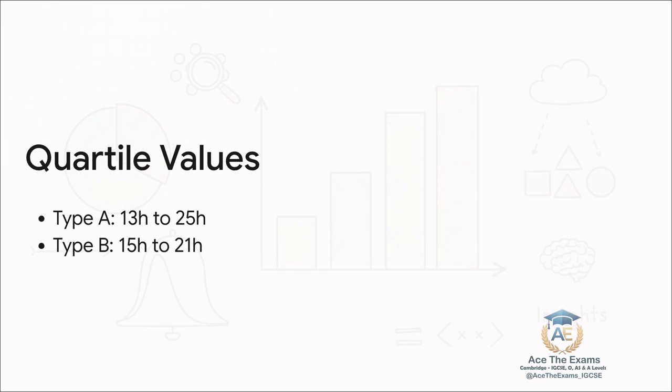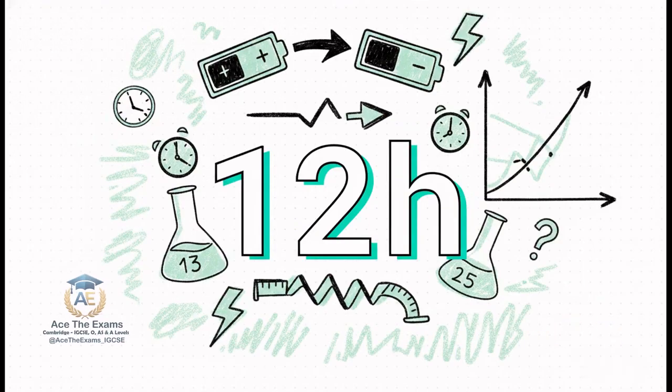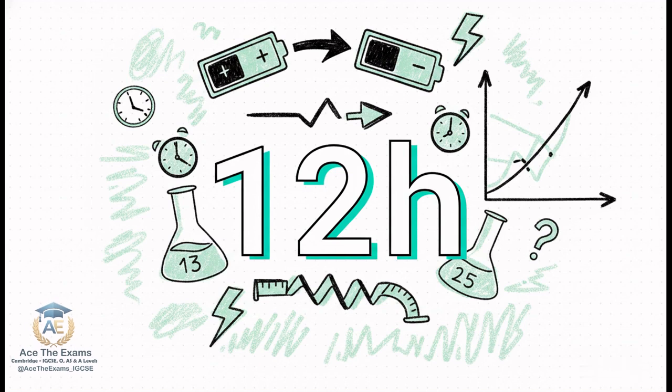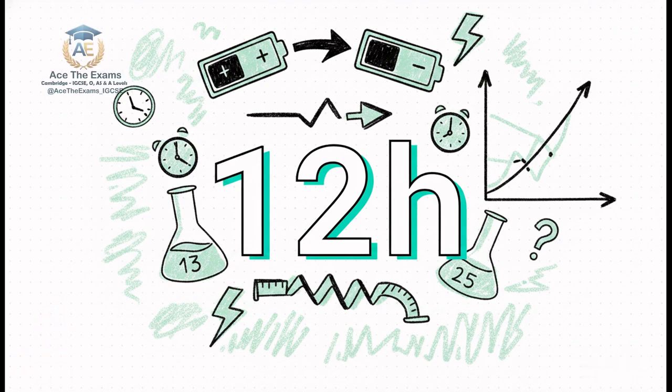Now what about 75% of 50? That's 37.5. We draw a line across from 37.5 on the y-axis to find our upper quartile. Type A is 25 hours and type B is 21 hours. Now, to find that all-important IQR, you just take the upper quartile and subtract the lower quartile. For type A, 25 minus 13 gives us an interquartile range of 12 hours. This number represents the spread of the middle half of all type A batteries tested.